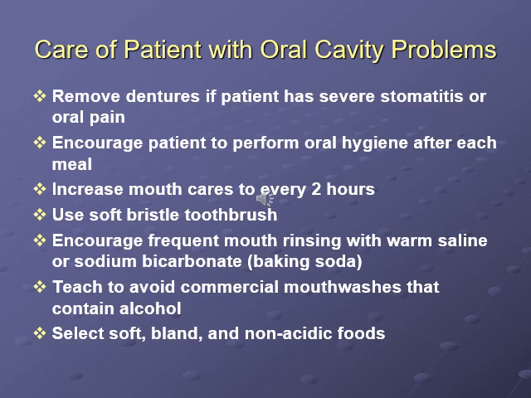Again, there are some generalizations for care of patients with oral cavity problems, such as removing dentures if they have severe stomatitis or oral pain, and taking care to do good oral hygiene after meals, mouth care every 2 hours, and mouth rinses. If they are having issues or sores, we use a soft bristle toothbrush. And if they have oral surgeries, there will be warm saline rinses ordered for our patients, so we want to make sure we help with that. Typically, they will want them to avoid commercial mouthwashes that contain alcohol because, of course, that would burn.